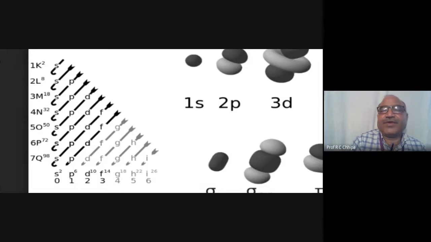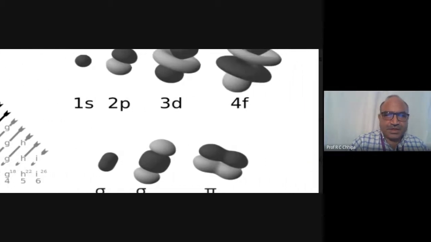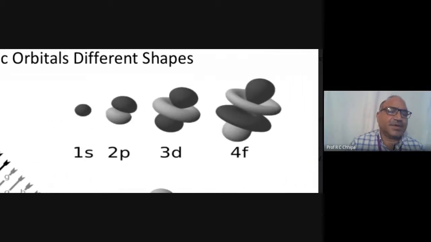In the fifth shell we have the 4f, 5f. So that is what we can say. This is the Hund principle, how to get the answer. Here, 1s, 2p, yes, these are the shapes of the atomic orbitals.